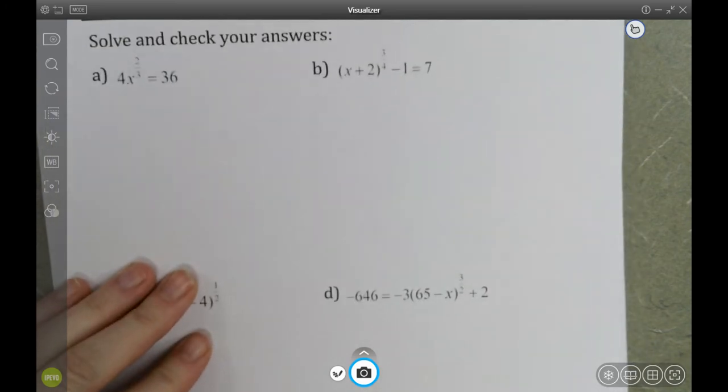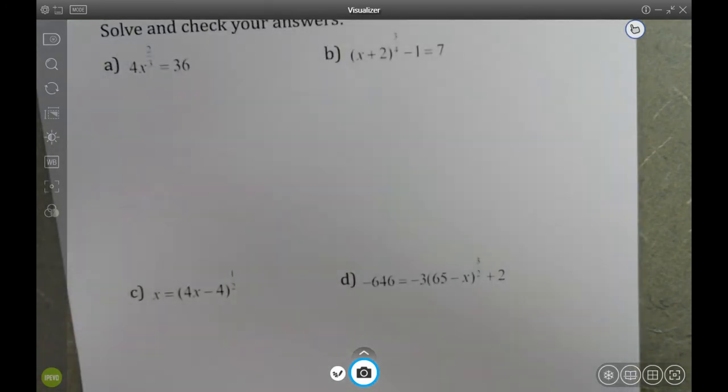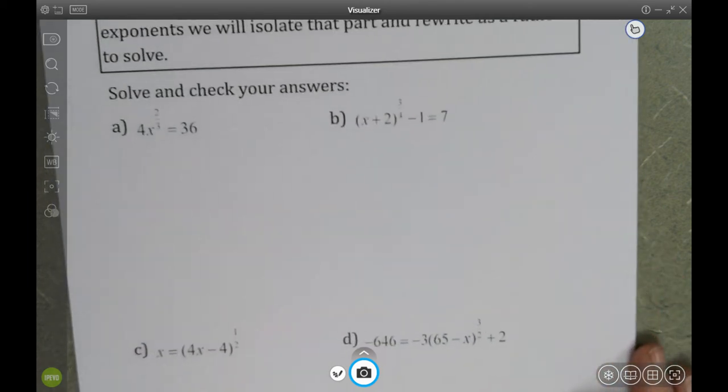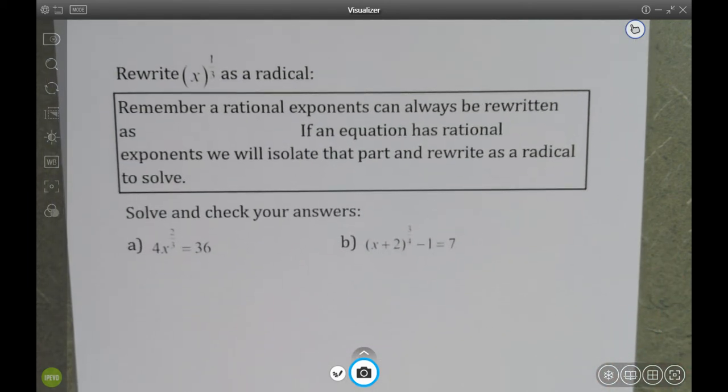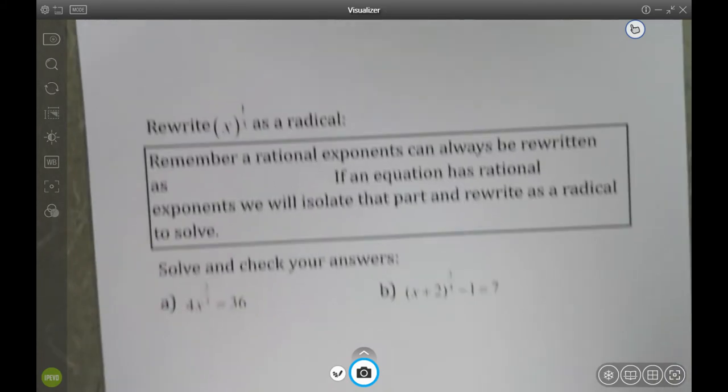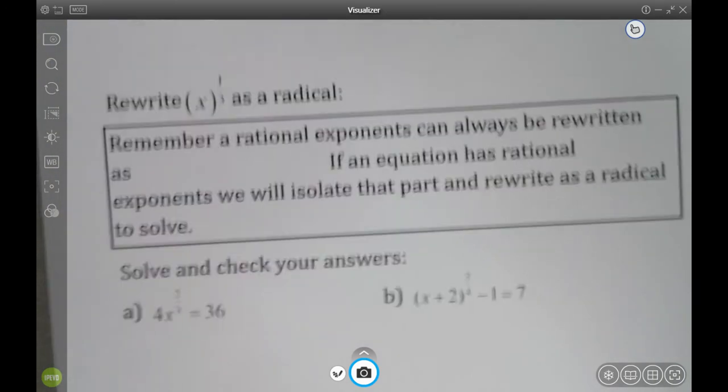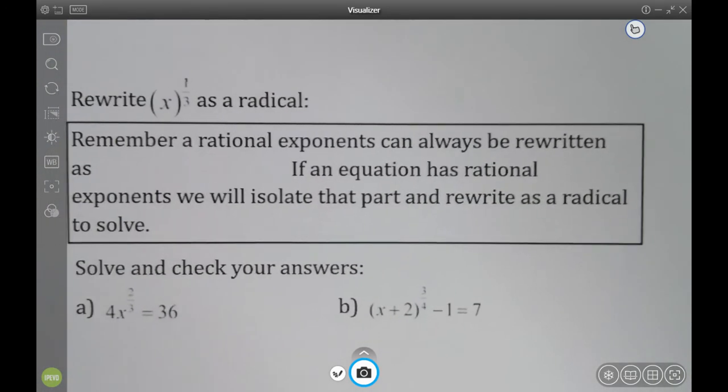Now we're gonna flip through. We're not gonna flip through, I lied. We're gonna go to the next page. All right. Rewrite x to the 1/3 as a radical.